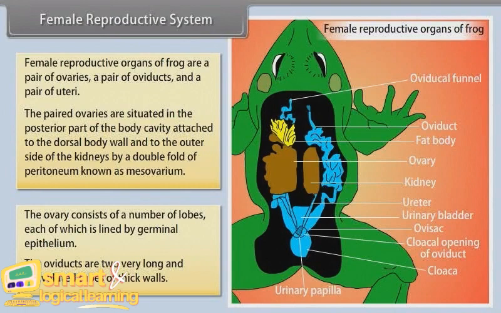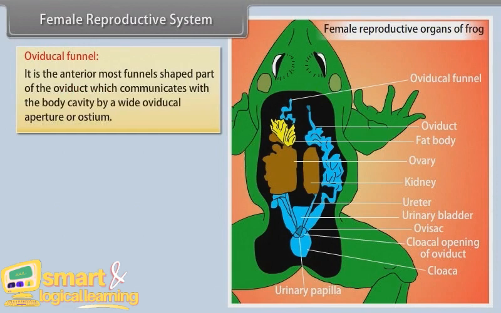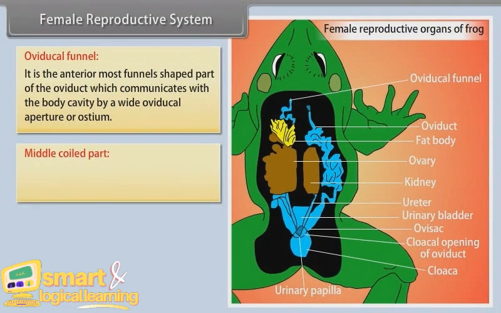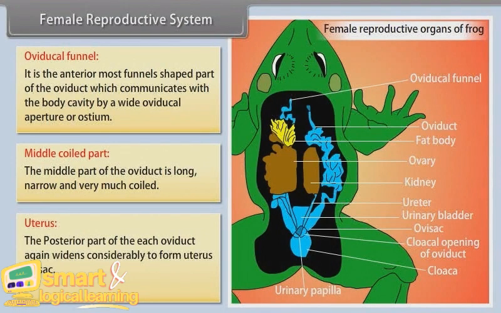The oviducts are two very long and convoluted tubes of thick walls. The oviduct is distinguished into three regions. Oviducal funnel. It is the anterior-most funnel-shaped part of the oviduct, which communicates with the body cavity by a wide oviducal aperture or ostium. Middle coiled part. The middle part of the oviduct is long, narrow, and very much coiled. Uterus. The posterior part of each oviduct again widens considerably to form uterus or ovisac. The fertilization in frog is external.